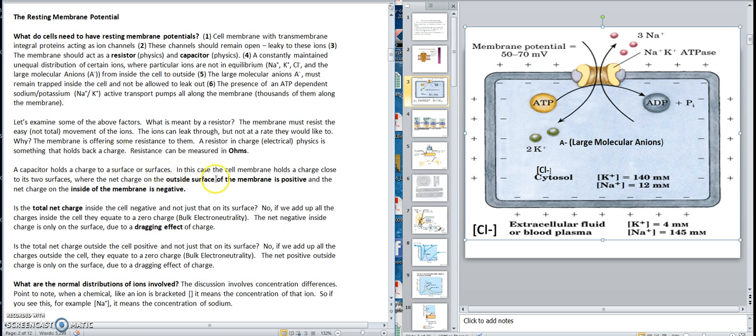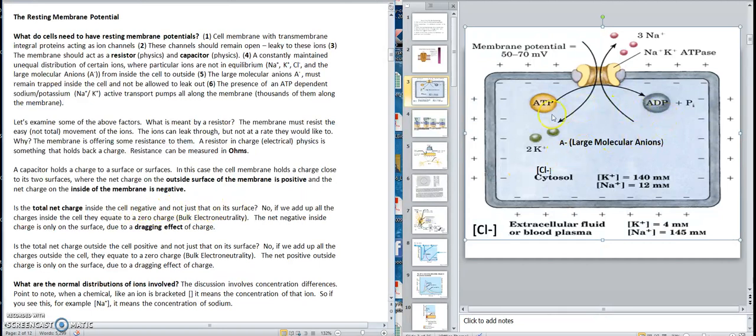Okay. All right. In this case, the cell membrane holds a charge close to its 2 surfaces, where the net charge on the outside is positive close to the surface. Net charge outside positive, and the net charge inside negative close to the surface. And listen to my word, close to the surface. Is the total net charge inside the cell negative and not just on the surface?